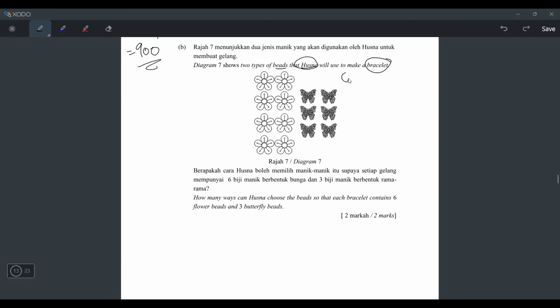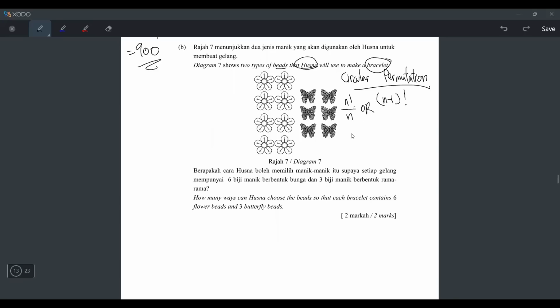So if it's a circular permutation, the formula is like this. The circular permutation formula will be n factorial divide by n, or you can also say (n minus 1) factorial. It's the same. These two formulas are the same. Let me explain a bit.